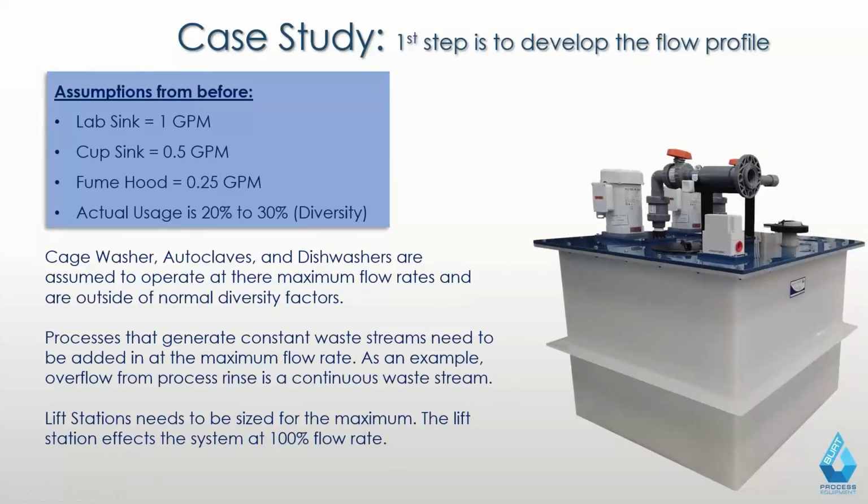So let's put this all together. How do you really look at and size a pH system, looking at things like gravity coming into it and pump flow? Well, the first thing you're going to do is develop that flow profile. Lab sinks 1 GPM, cup sinks, fume hoods, and then you can use your diversity factor of 20 to 30%. Cage washers, autoclaves and dishwashers are assumed to operate at their max flow. Processes that generate constant flows need to be added into the maximum flow, and then all lift stations are sized for the maximum, with the lift station systems at 100% of their maximum flow.